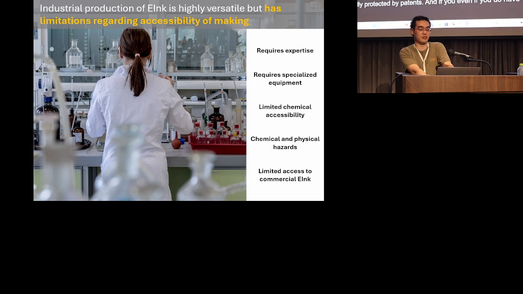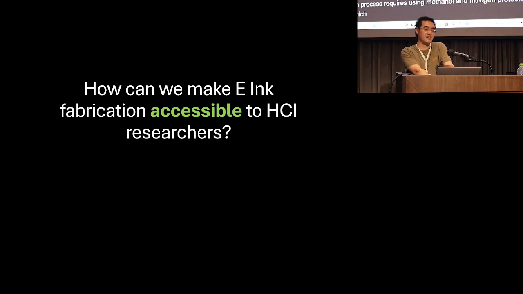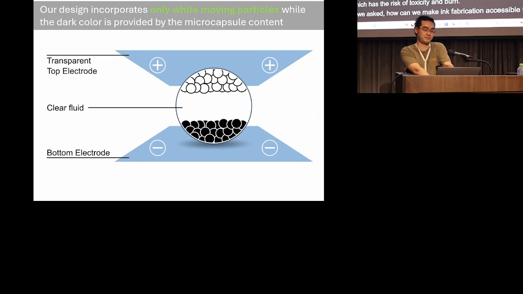And making the ink yourself is difficult. It requires chemical expertise, specialized equipment, and there are chemical hazards, of course, because you're dealing with chemicals, which could be a serious concern for those who are not chemists. For example, some fabrication processes require using methanol and a nitrogen-protected environment, which has the risk of toxicity and burns. So in this work, we asked, how can we make e-ink fabrication accessible to HCI researchers? We simplified both the chemicals and the equipment, and we provide recipes that can be replicated.